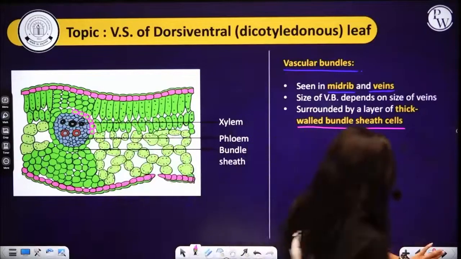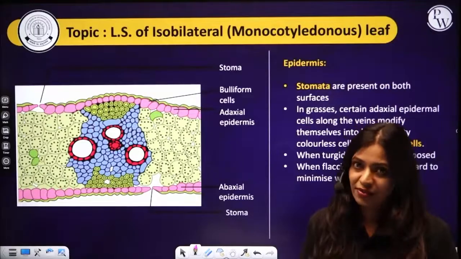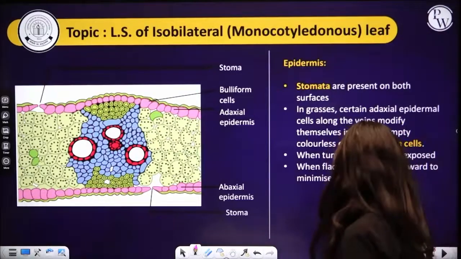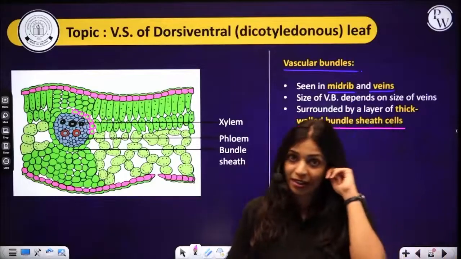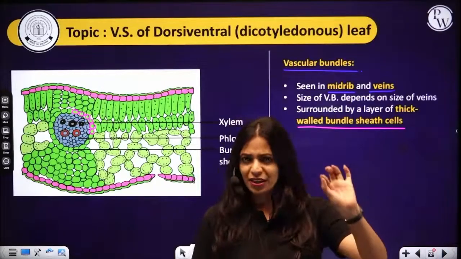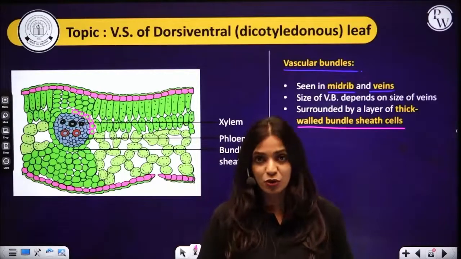So that's about the dicot leaf or dorsiventral leaf. Adaxial epidermis, abaxial epidermis, both are there. Covered by cuticle, you have stomata in the epidermis, more in the lower surface compared to the upper surface. Upper surface very few or sometimes even absent. What lies in between these two is the mesophyll tissue.